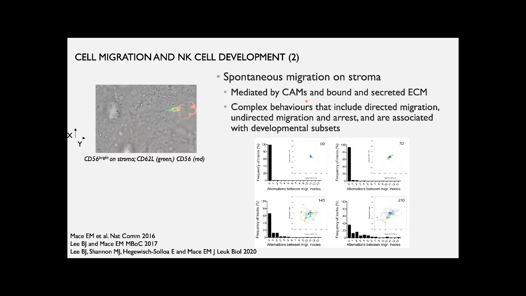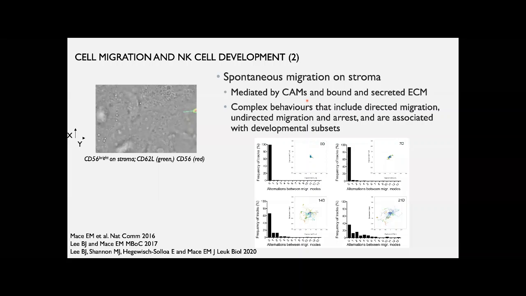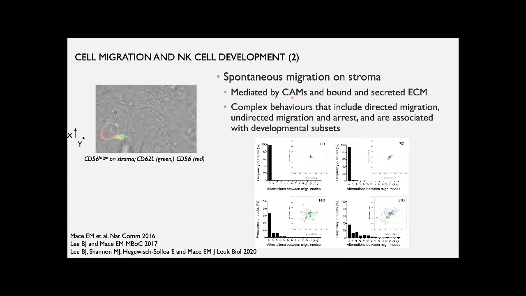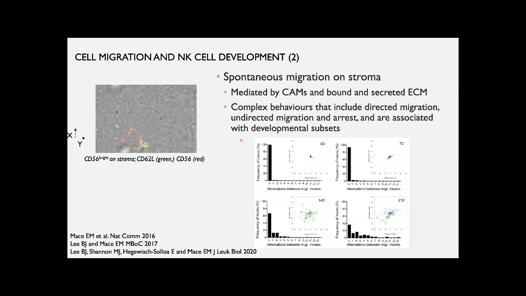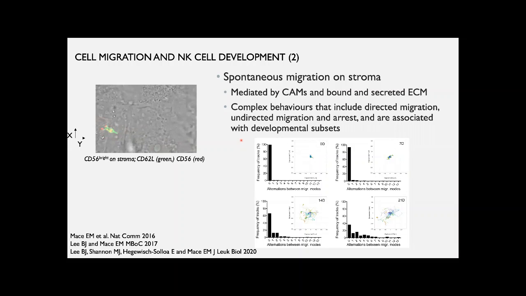And these include things like directed migration, non-directed migration, and arrest. And we see this fairly characteristic sequence of changes that occurs as they go through development. So we initially thought that this was probably an artifact from an in vitro culture system. But what we further found, and I'm not going to talk too much about this because it's been published, was that if we isolate NK cells from tissue where they're undergoing development, we see that these characteristics are associated with the developmental stages that we find from freshly isolated cells as well.